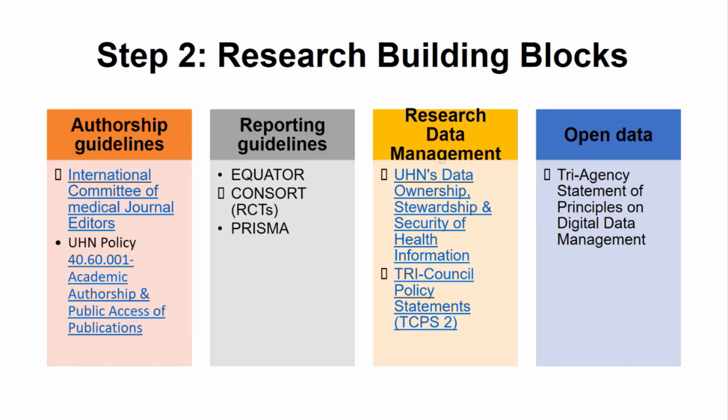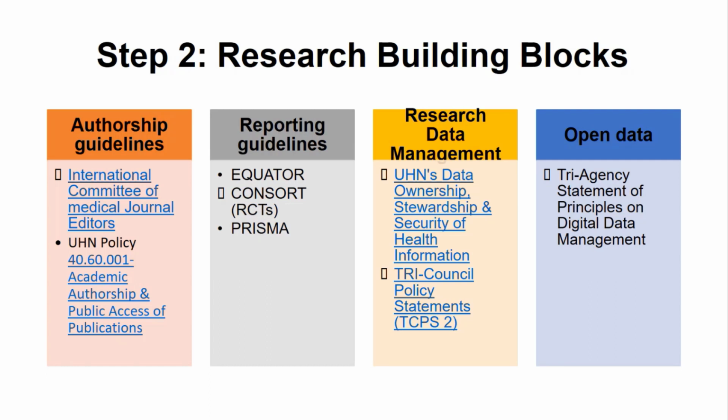Working on completing a research project involves many building blocks and a team of people. Once you have laid a good foundation, there are a number of other items that need to be taken care of along the way, such as authorship guidelines, reporting guidelines, research data management, and open data. Authorship guidelines. How do you decide who gets credit as an author and in what order in your article, and who receives an acknowledgement in your paper? There are guidelines available to help you decide.